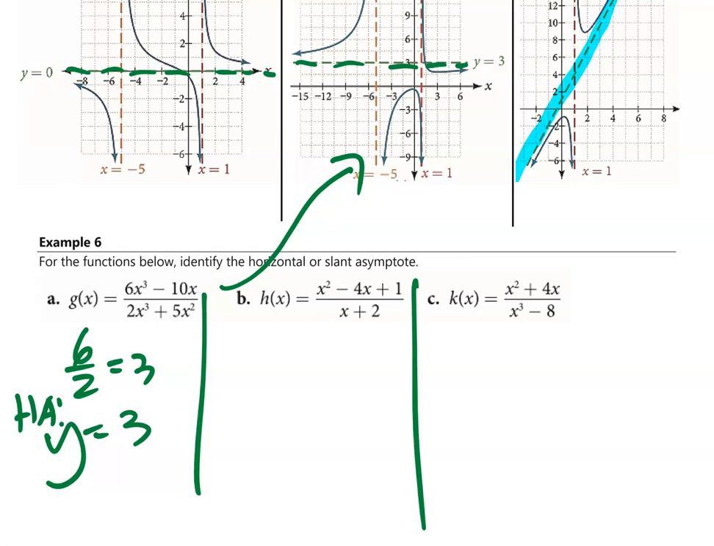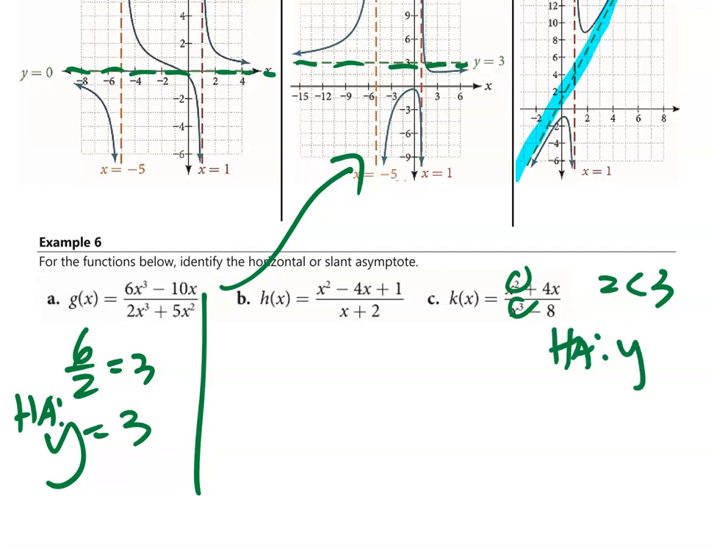Then let's answer letter C. K of x equals x squared plus 4x over x cubed minus 8. Take a look at the degrees. The degree of the numerator is 2, the degree of the denominator is 3. 2 is less than 3, so meaning you have a horizontal asymptote at y equals 0, and that is this, when you have y equals 0. That is just an example of this. So a horizontal asymptote of y equals 0.